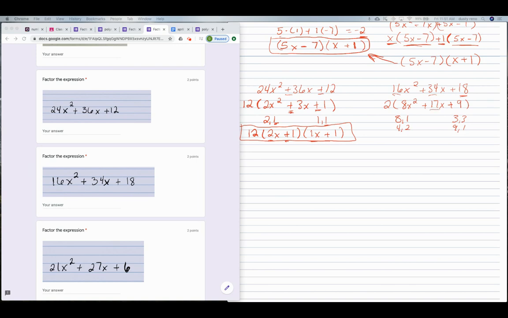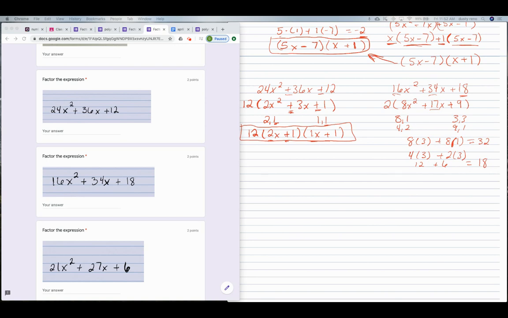So let's start with 8 and 1 and 3 and 3. So 8 times 3 plus 8 times 1. That's going to give us 24 plus 8, which equals 32. So that doesn't work. So now let's go 4 and 2 and 3 and 3. So 4 times 3 plus 2 times 3. This is going to be 12 plus 6, which equals 18. So that one doesn't work.